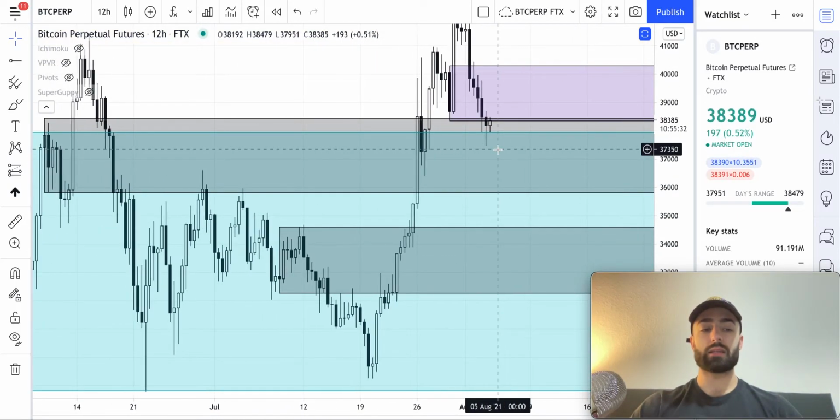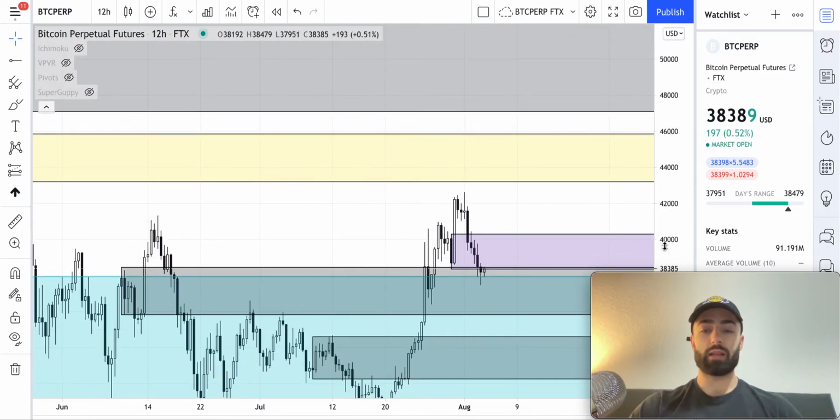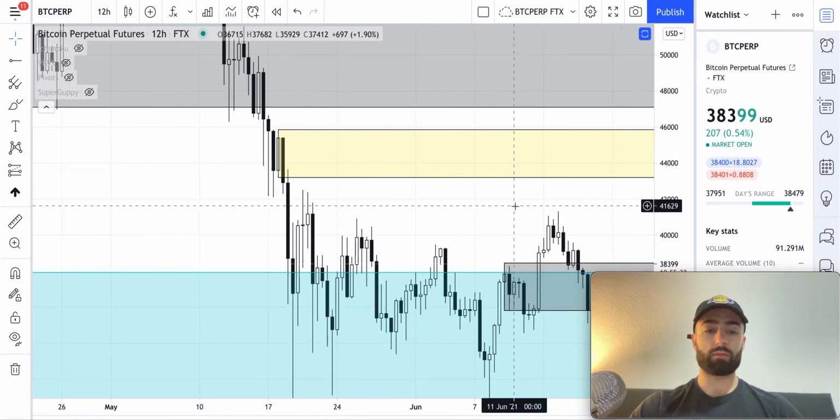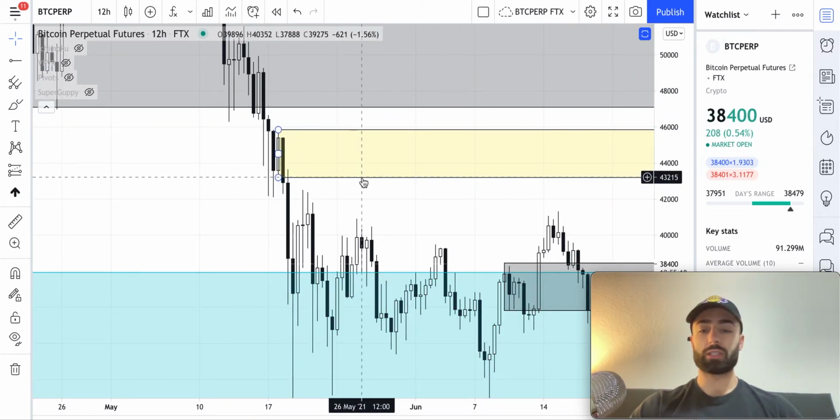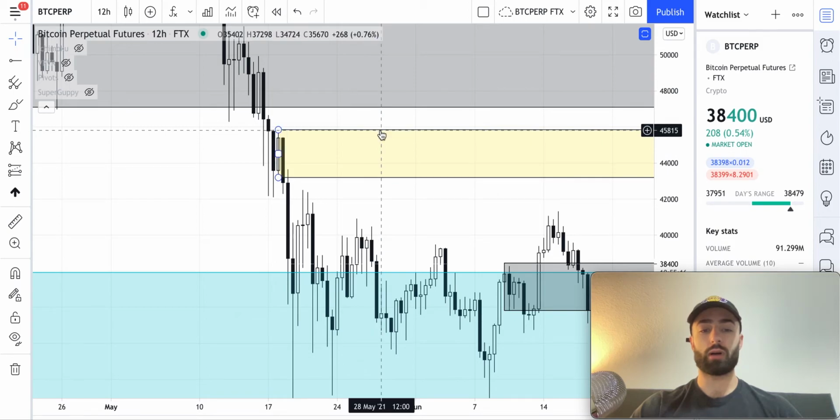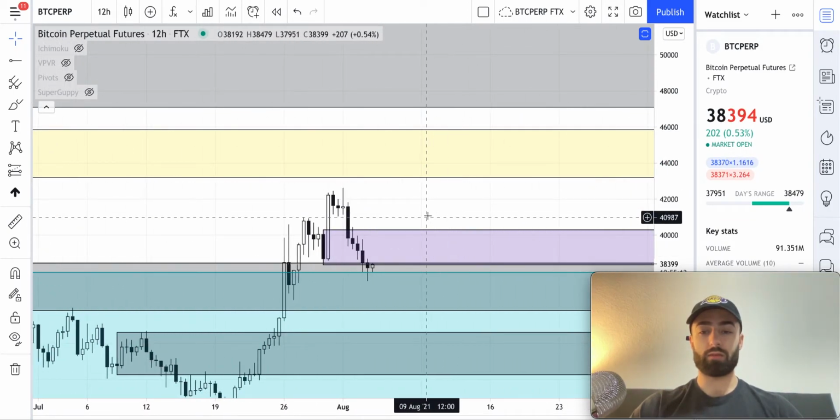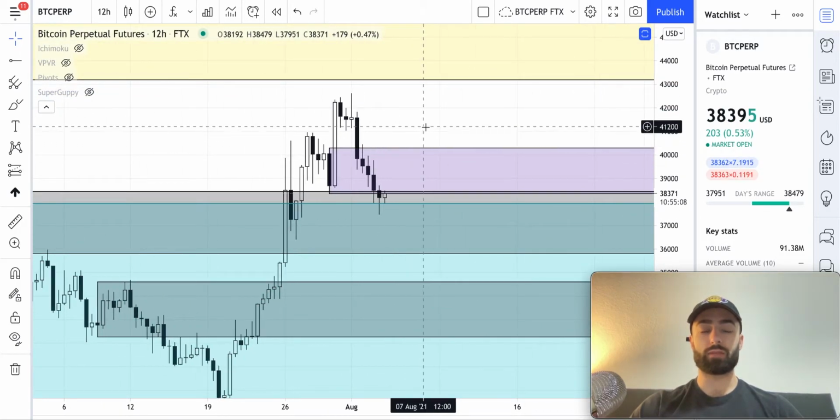Besides that, the other area that I'm watching is above this, and that is this yellow zone here, which is a 12-hour resistance level back here from this bear trend right here. So this is 43.2 up to about 45.8. So that's what we're looking at right now on price on all these different time frames.